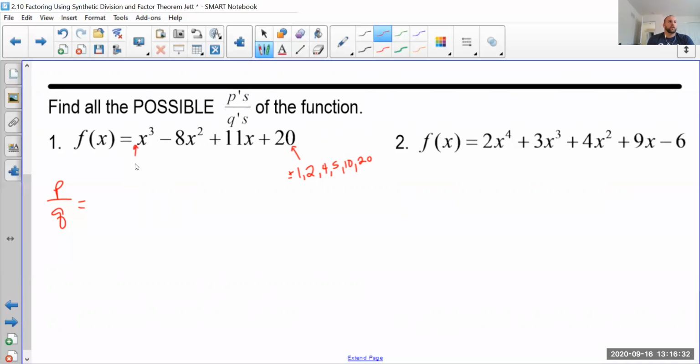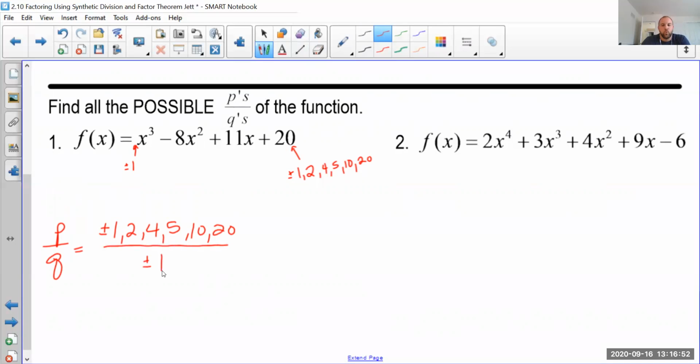Factors of the first term is simply just 1 times 1. And so my P's over Q's here are positive or negative 1, 2, 4, 5, 10, and 20 over positive or negative 1. Well, we should know anything over 1 is just that number, right? And so our P's over Q's become just positive or negative 1, 2, 4, 5, 10, and 20.